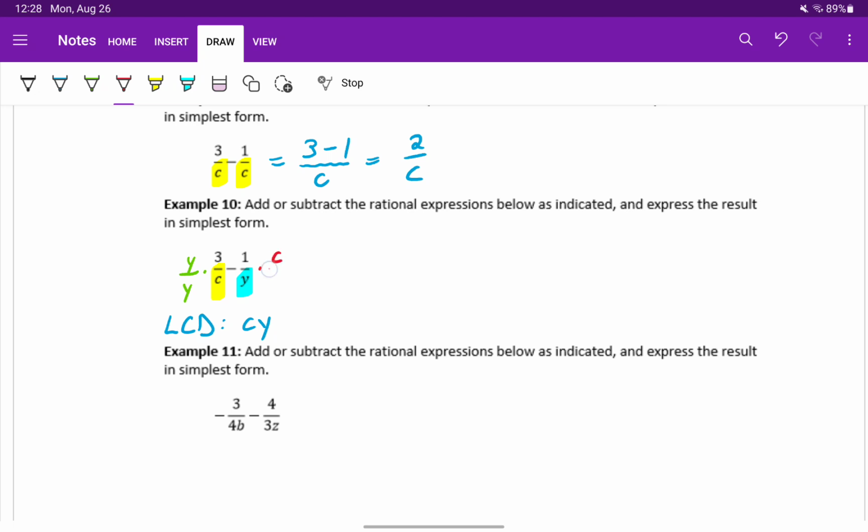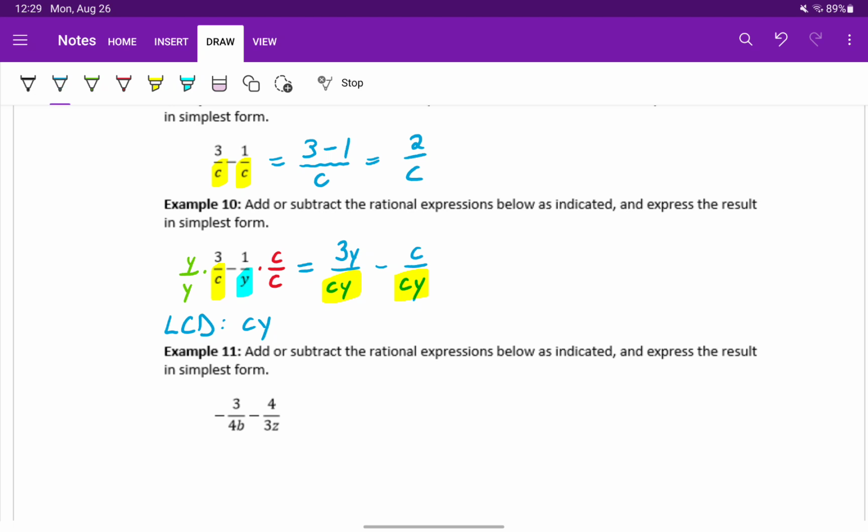And similarly, we'll multiply in the second term by c over c. Again, we're introducing the missing piece of that common denominator, but only multiplying by 1, so we're not changing the value of the expression. This will give us 3y over cy, the updated version of that first rational expression, minus 1 times c, or just c, over c times y, that updated second rational expression.